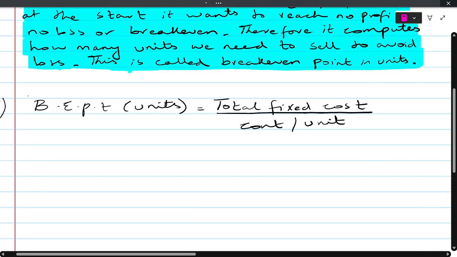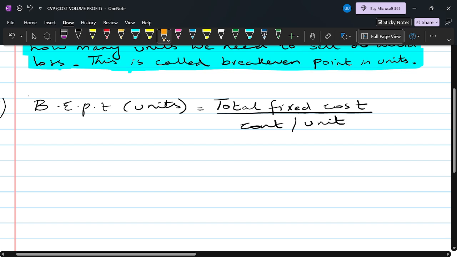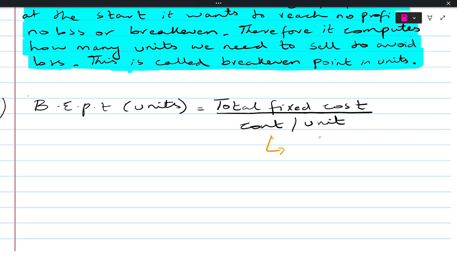Now, when we talk about contribution per unit, you guys already know that you can get contribution per unit by subtracting the variable cost from the selling price, right? You will have your selling price, you're going to subtract all variable cost from it, and that's how you'll get your contribution. So you take the selling price per unit, you subtract all the variable costs that are being incurred to make that particular unit, and you get your contribution per unit.